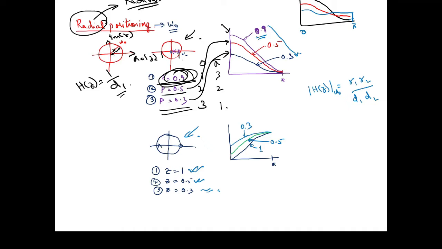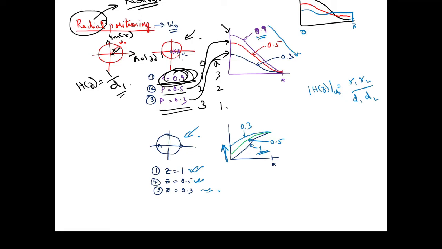0.5, 0.3. Okay, now when we do this, if you see, when the zero has been placed at 1, what is happening? The frequency suppression is the highest. And as we move the zero away from the frequency axis, the suppression effect reduces a lot.